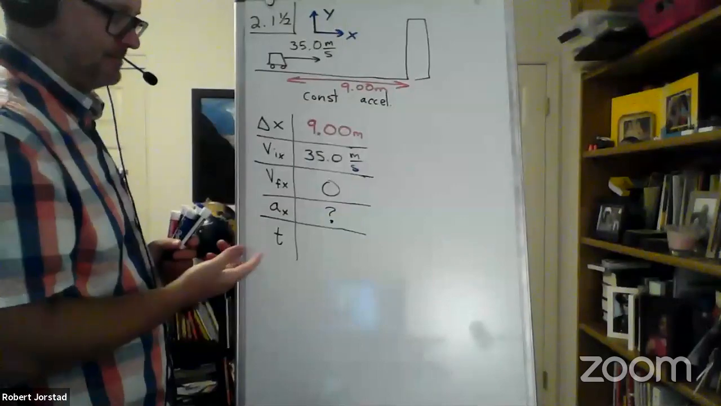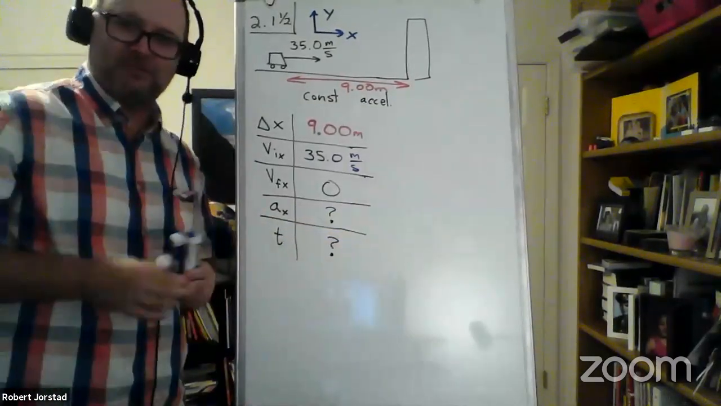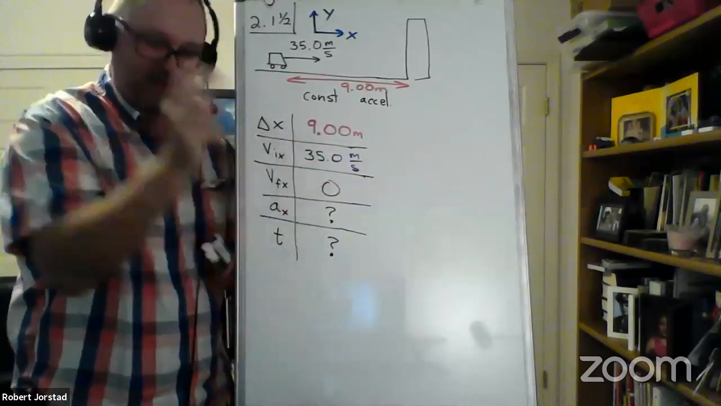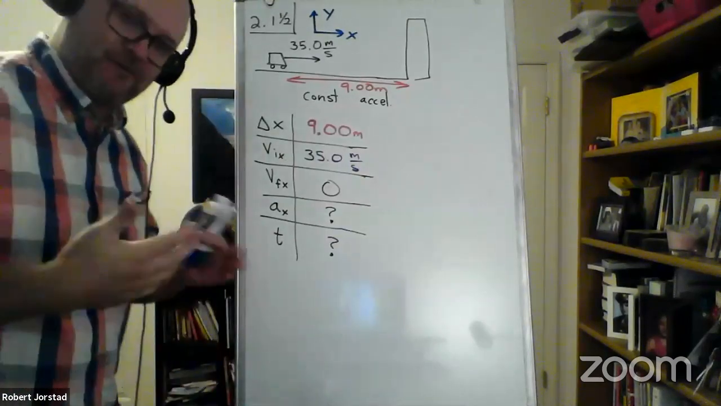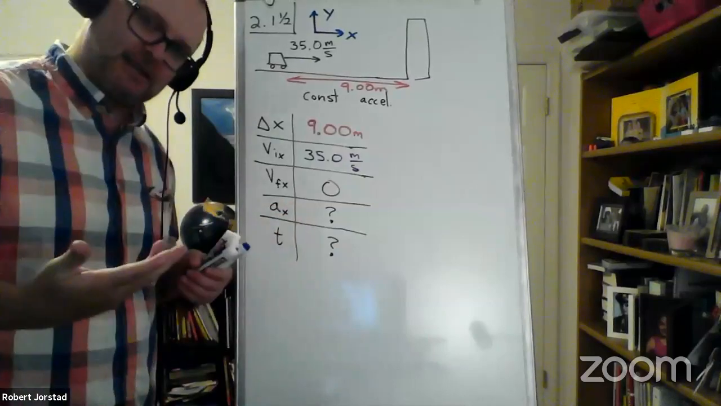And for time, I don't see anything about the time either, right? All of these problems have this pattern. You're always going to know 3 of these things and you figure out the other 2. So now how could we figure out this? In this case, we want to learn about A sub X and T, right?